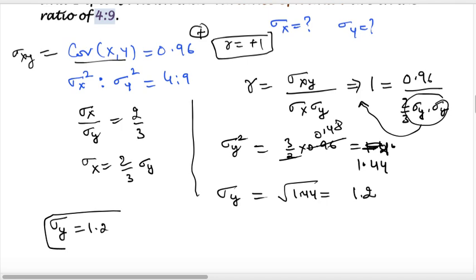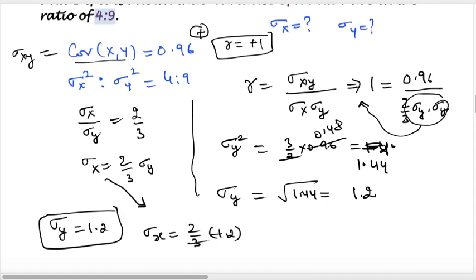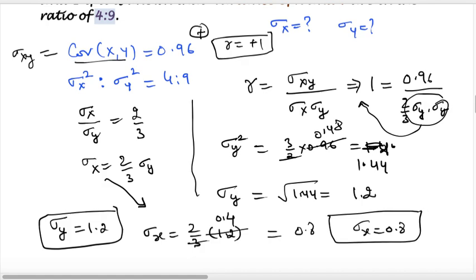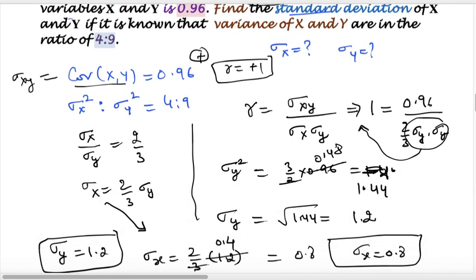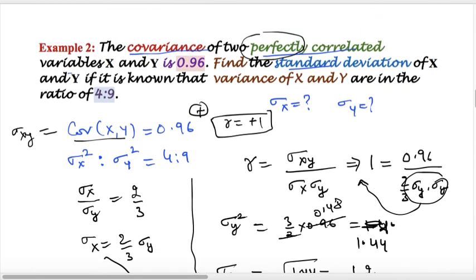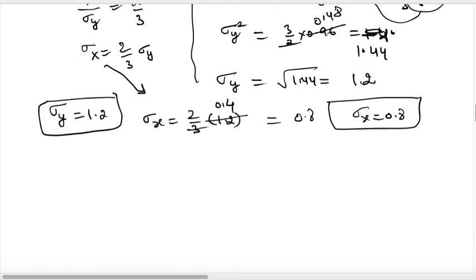So one value is gotten, and sigma x I can substitute from here. So sigma x will be 2/3 of 1.2, which gives us 0.8. So we got sigma x is equal to 0.8. This way we have calculated the required standard deviations. Some information was given, not the data directly, so we calculated it.